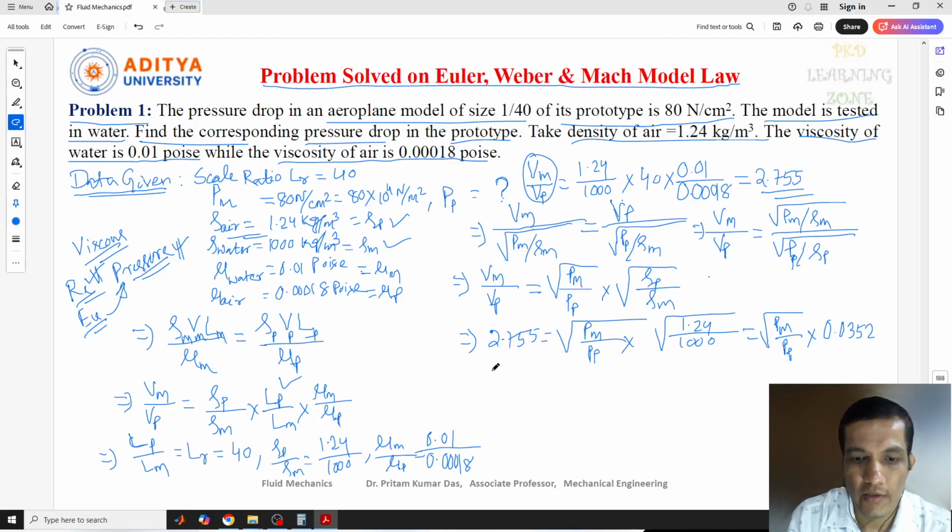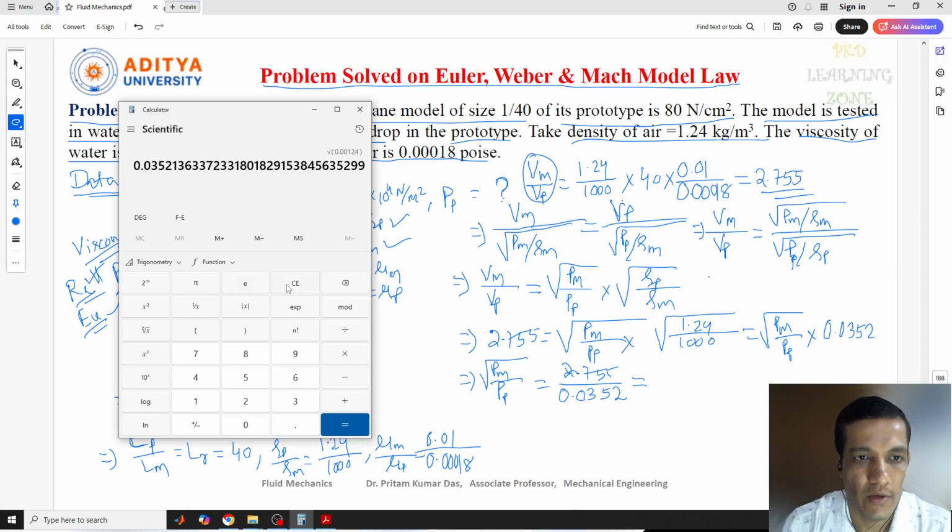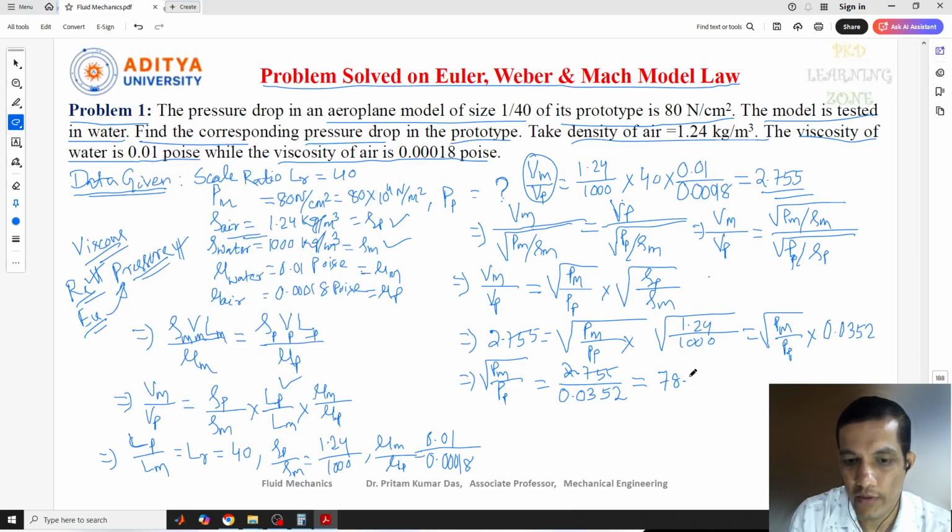Now we'll keep this term here, root over of Pm divided by Pp, and this equals 2.755 divided by 0.0352. Okay, now let's see how much we are getting. So 2.755 divided by 0.0352. So 78.28, suppose I'm writing. Okay, this is the value of this.